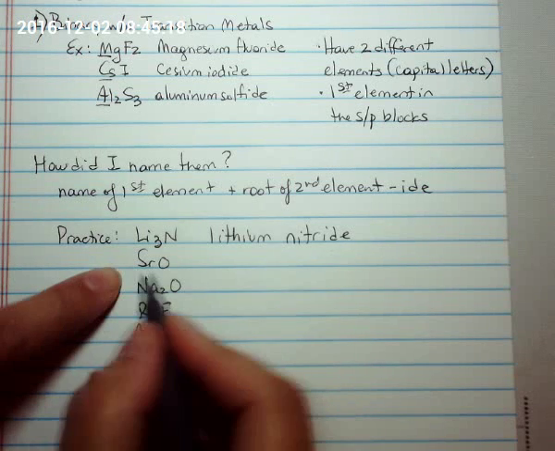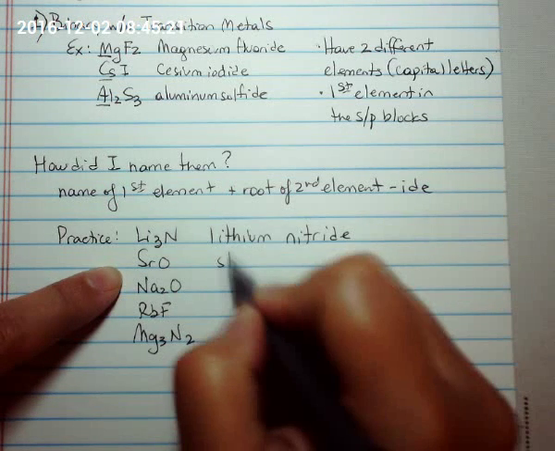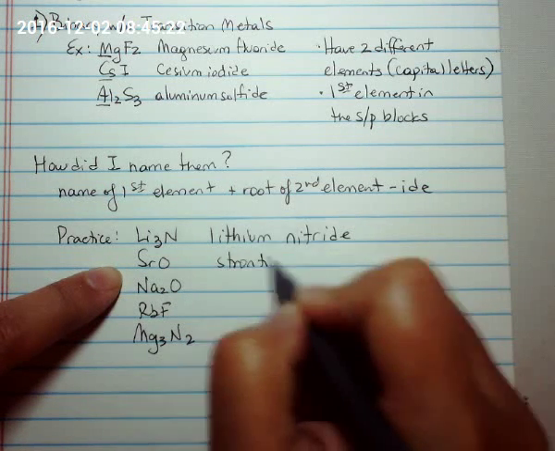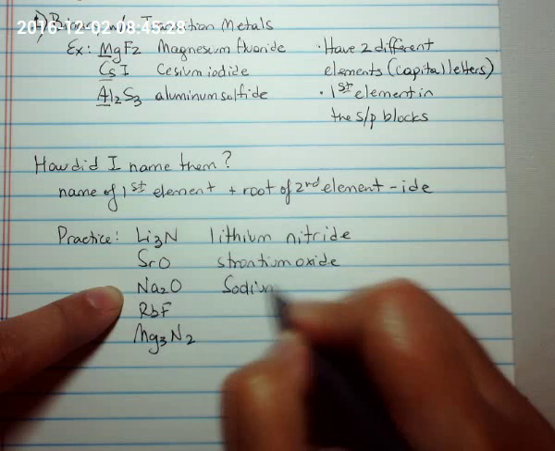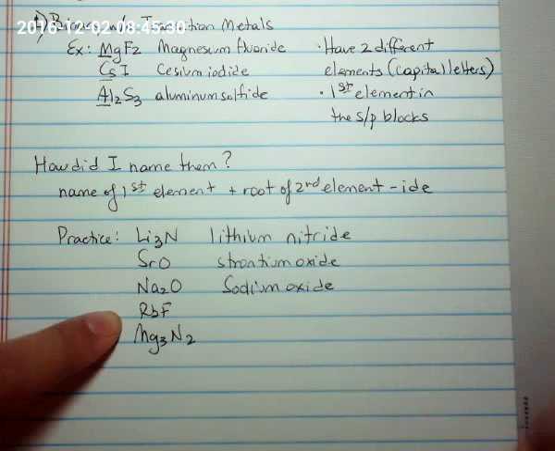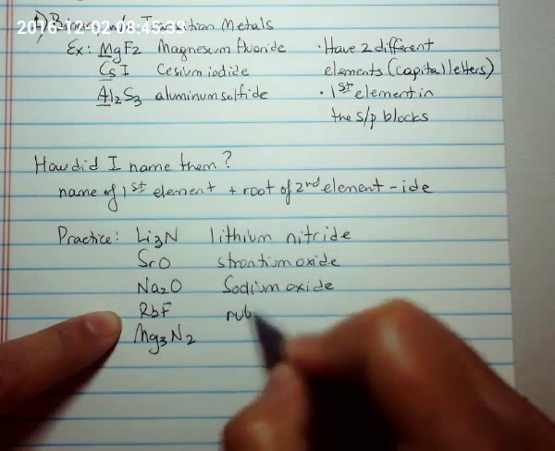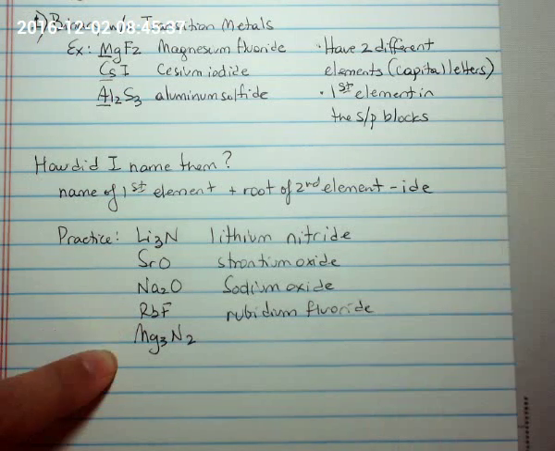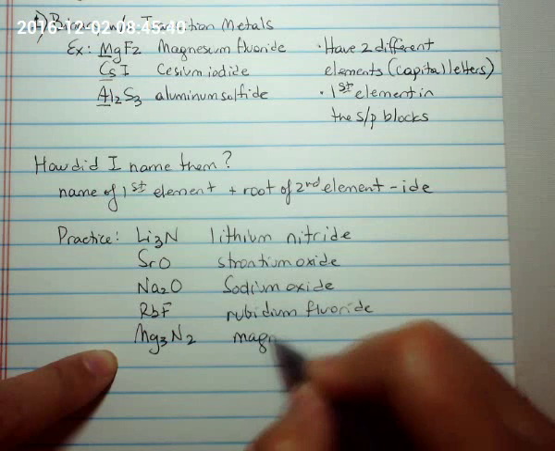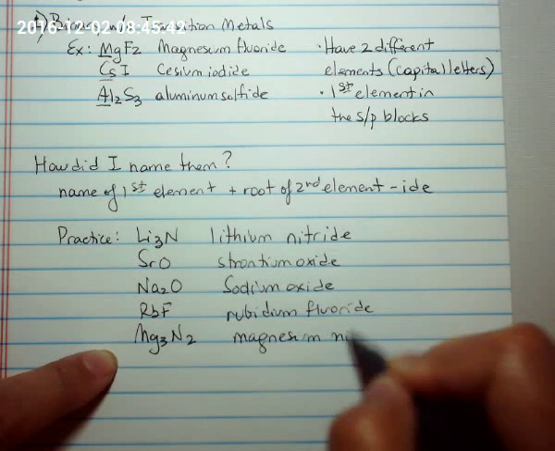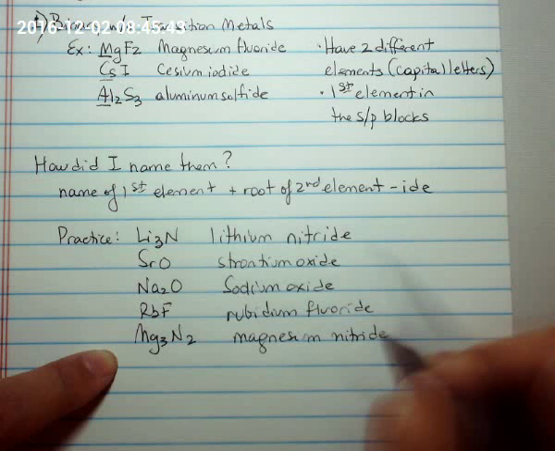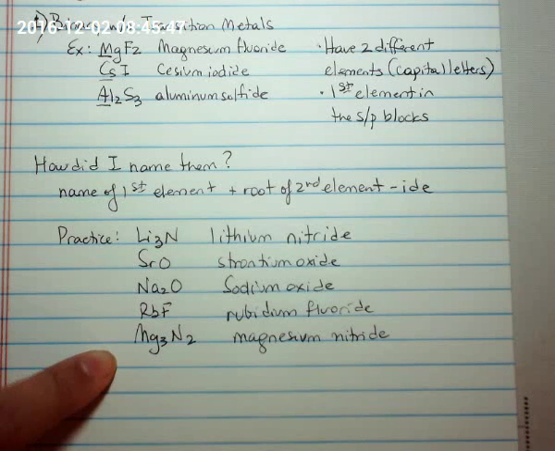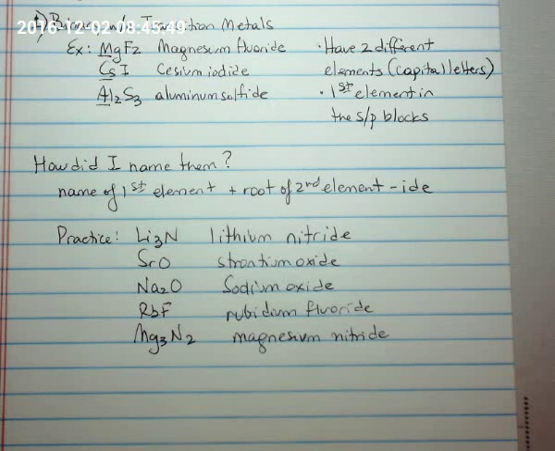All right. How about SrO? Strontium oxide, Na2O, sodium oxide, RbF, rubidium fluoride, Mg3N2. Oh, all right. Awesome, awesome. What's that? No, you don't have to capitalize. We are in a little bit.